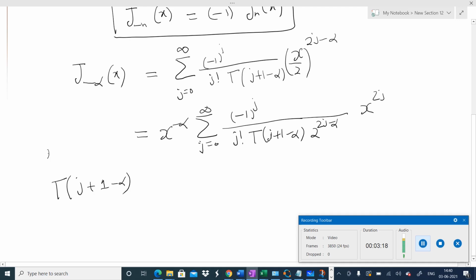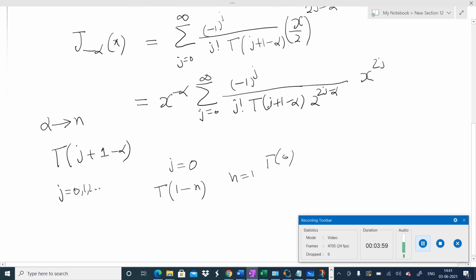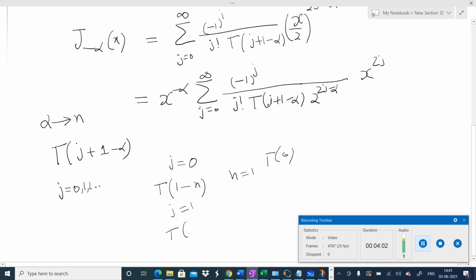Now we are going to consider a case where alpha tends to n. It becomes an integer, and j can take values 0, 1, 2, and so on, right? So suppose alpha tends to n. Now we start from 0. For j equal to 0, it becomes gamma of 1 minus n. For n equal to 1, it becomes gamma of 0. Similarly, if you take j equal to 1, then it becomes gamma of 1 plus 1 minus n, so gamma of 2 minus n.